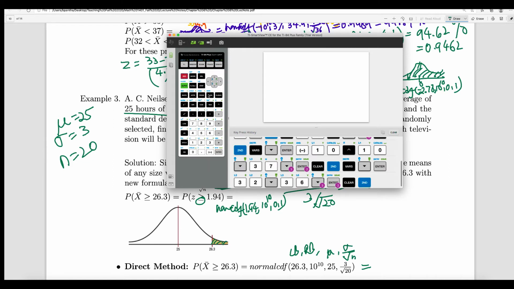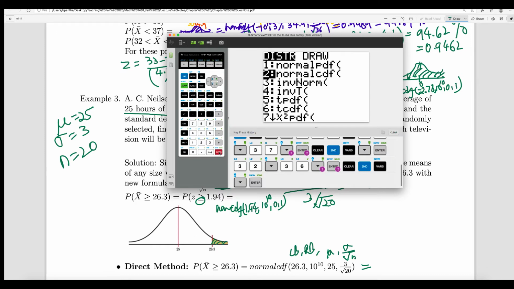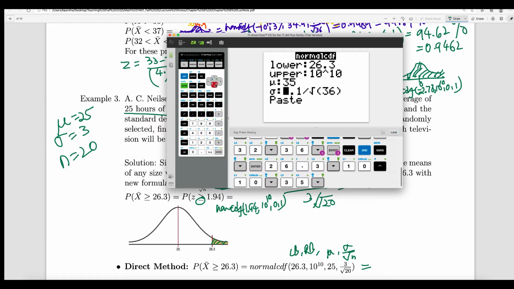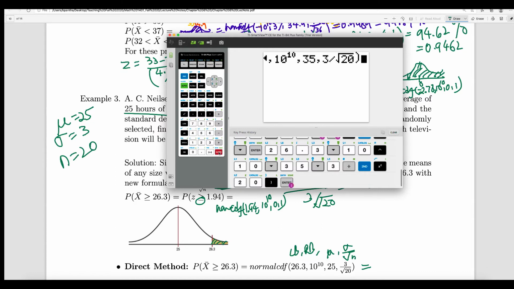So first, normal CDF, because you are finding the probability. The lower bound is 26.3 and the upper bound is 10 to the 10. I'm using the direct method first. And then the mean, what is the mean? Mean is 25. And then the sigma will be sigma over root n, so it will be 3 over the square root of 20. Then close that. Hit enter.